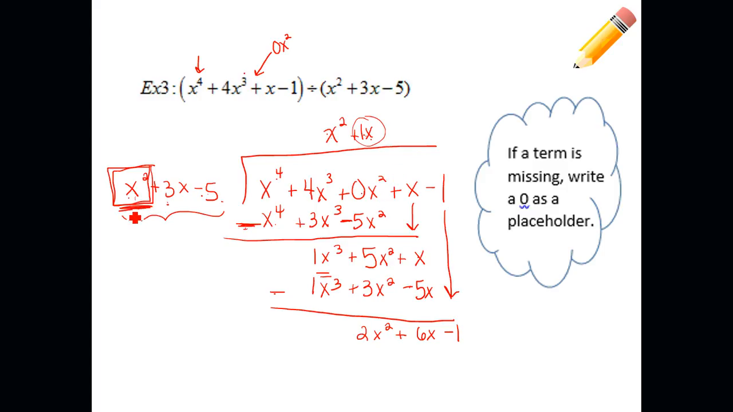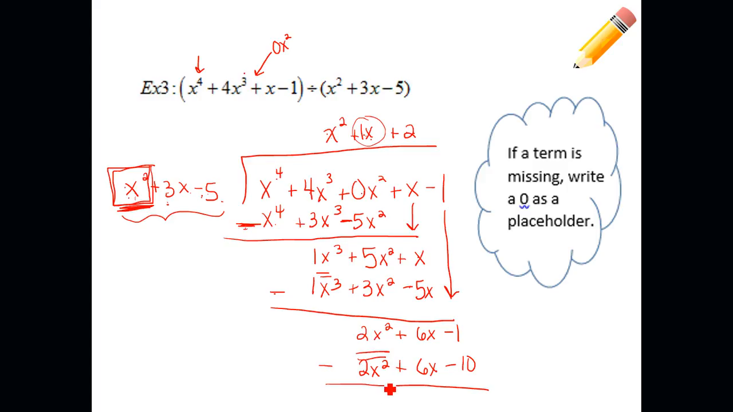What do I need to multiply x squared by to make 2x squared? Just the number 2. Now if I multiply them by the number 2, 2 times x squared is 2x squared. 2 times 3x is 6x, positive. 2 times negative 5 is negative 10. Now I'm going to subtract.